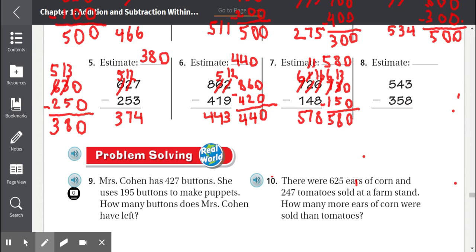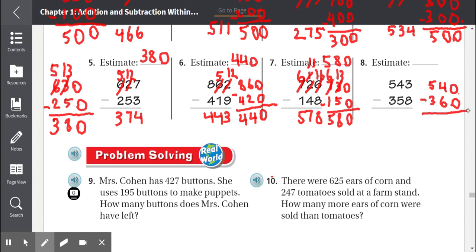Number 8. We're going to estimate, then we're going to find a difference. So we have 543 minus 358. 543 is between, rounding to the nearest tens, 540 and 550, but it is closer to 540. 358 is between 350 and 360, but it is closer to 360.